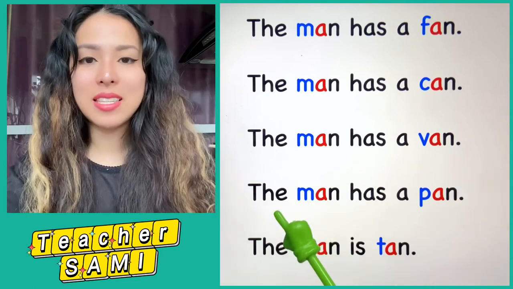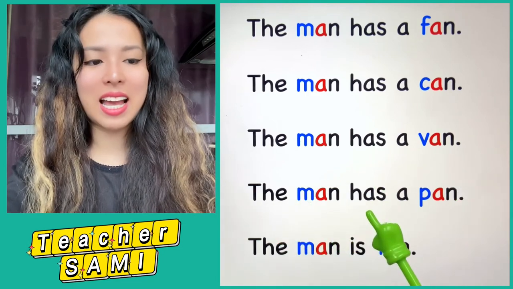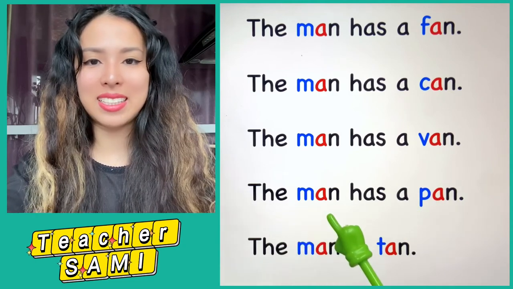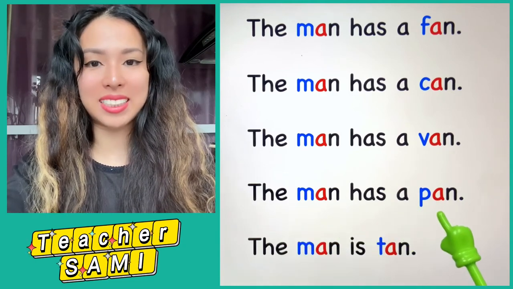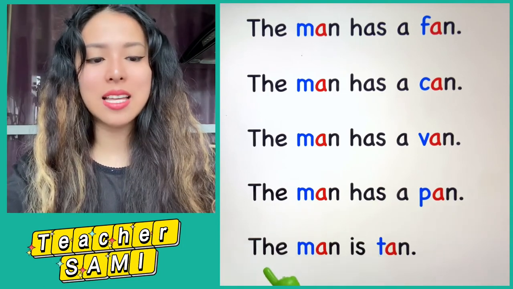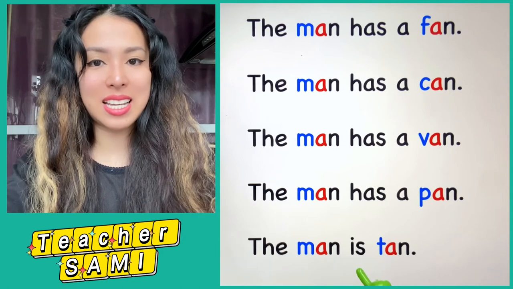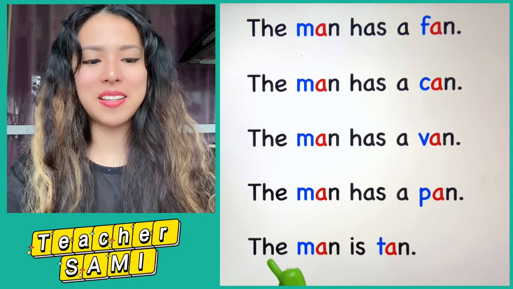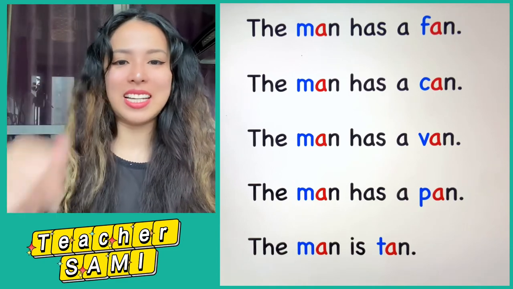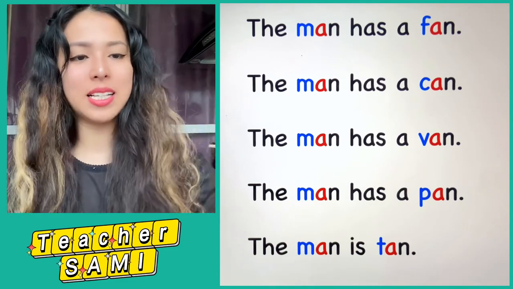Next, the man has a pen. The man has a pen. Great. Next, the man is ten. The man is ten. Great. So now repeat after me.